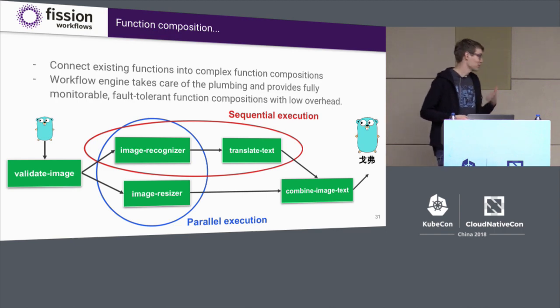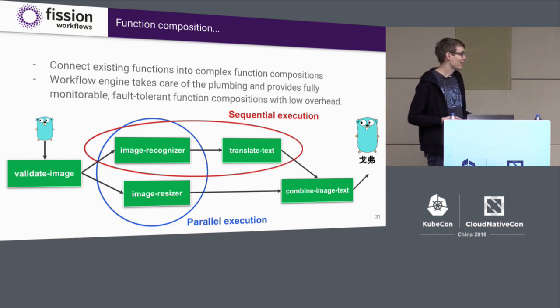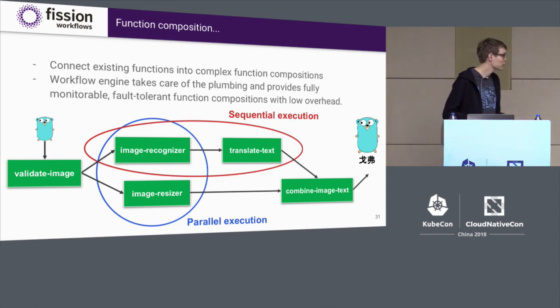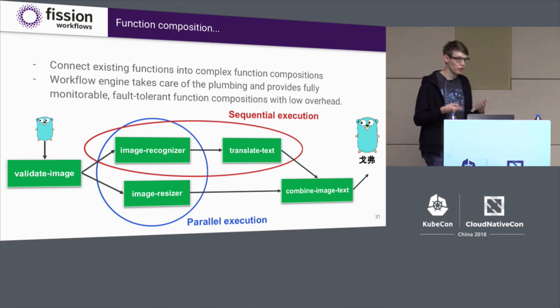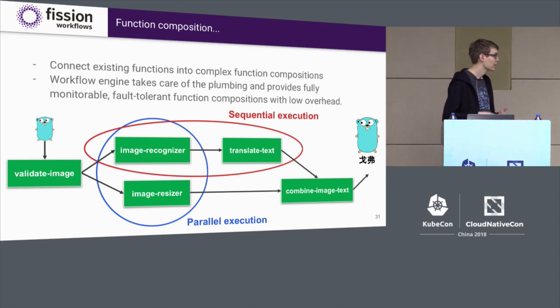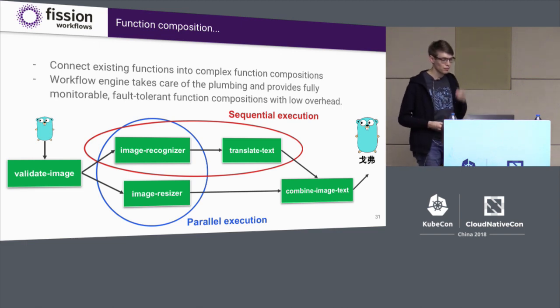So just to give a small example, here's a small gopher that gets into a workflow where we first validate it, then we branch it off into a parallel execution, where in one branch we actually resize the image, in the other branch we do a sequential execution, where we first do an image recognition, generating some tag, and the tag we translate, and then we have a final function where we combine these two branches into a resized image with a caption.